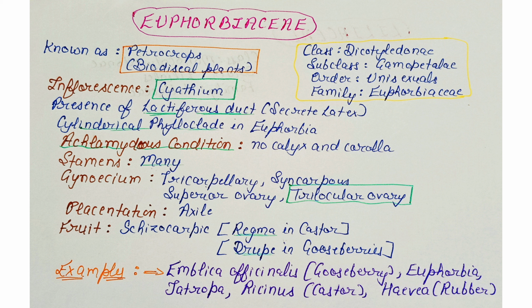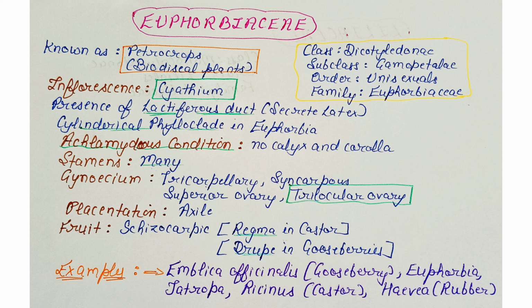Unisexuales. The inflorescence is cyathium. This is an important point. Next is the presence of the lactiferous duct which secretes the latex. Due to this, these are used as petrocrops. Cylindrical phylloclade is present in Euphorbia. Most important is the achlamydous condition, that is, there is no calyx and corolla.